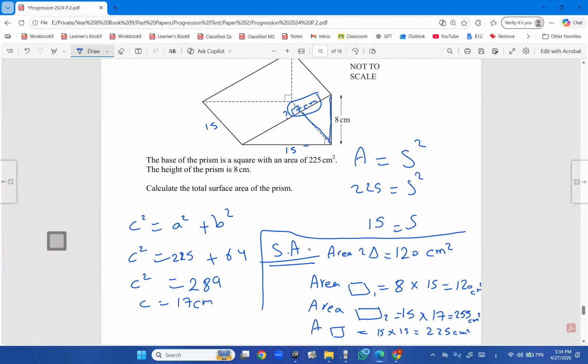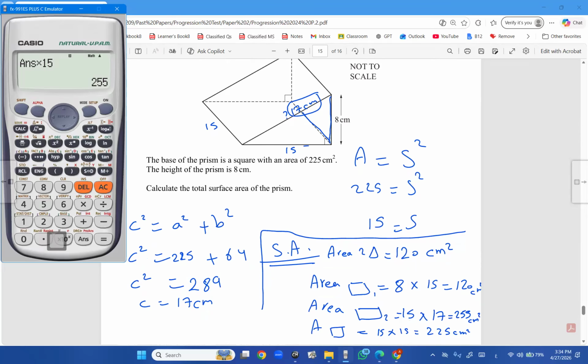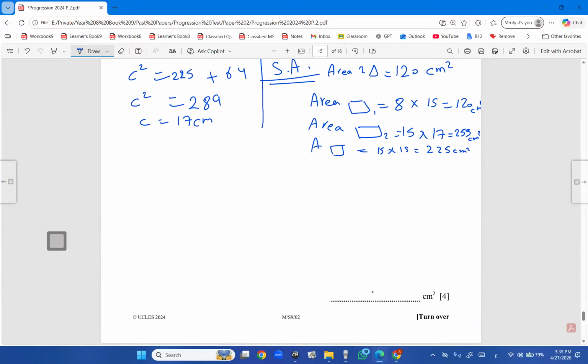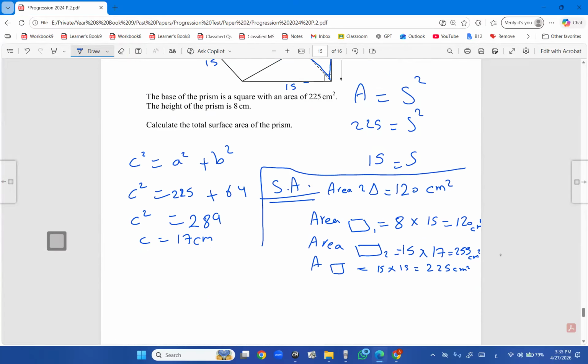Now, what can you do? You need to add the area of all the different faces, the two triangles, 120, plus the rectangle, 120, plus the other rectangle, 255, plus the square at the bottom, 225, equals 720. This is the surface area of the whole shape.